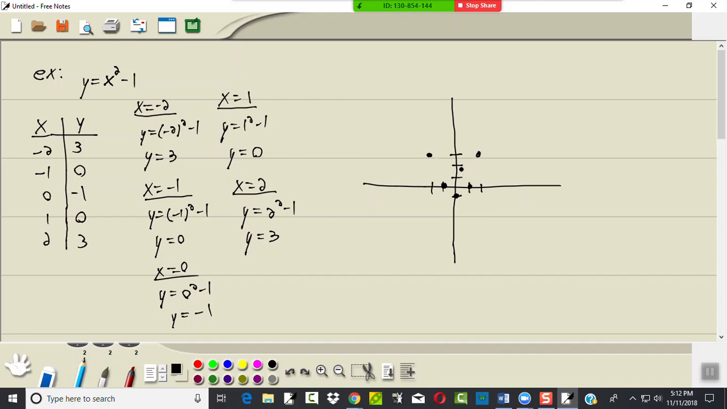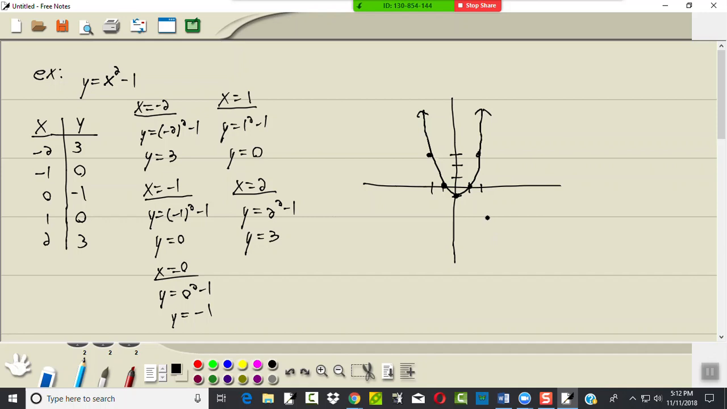I still maybe don't know what it looks like. So maybe I'd do 2 more points. I know generally what an x squared looks like, though. It's a parabola. It's a U-shaped looking graph. So, more or less, that's what our graph would look like.